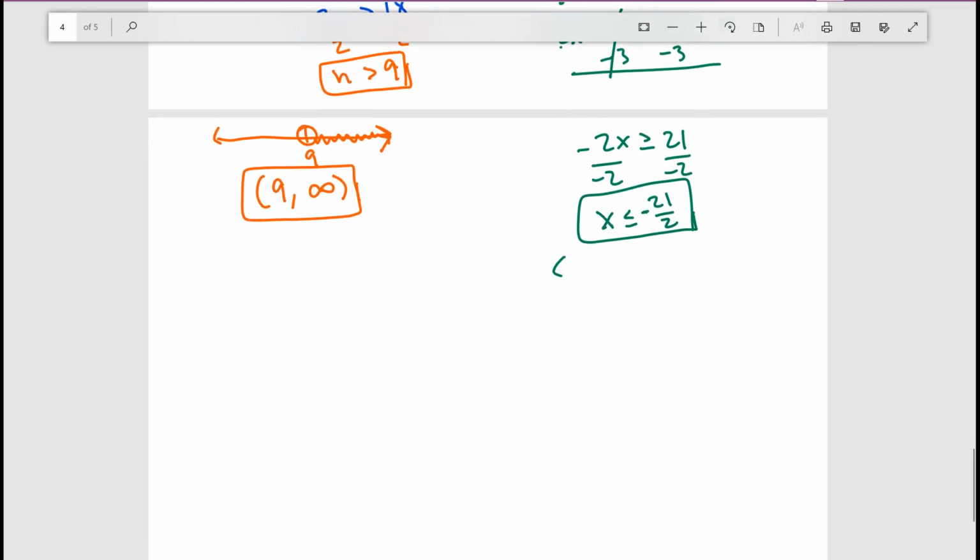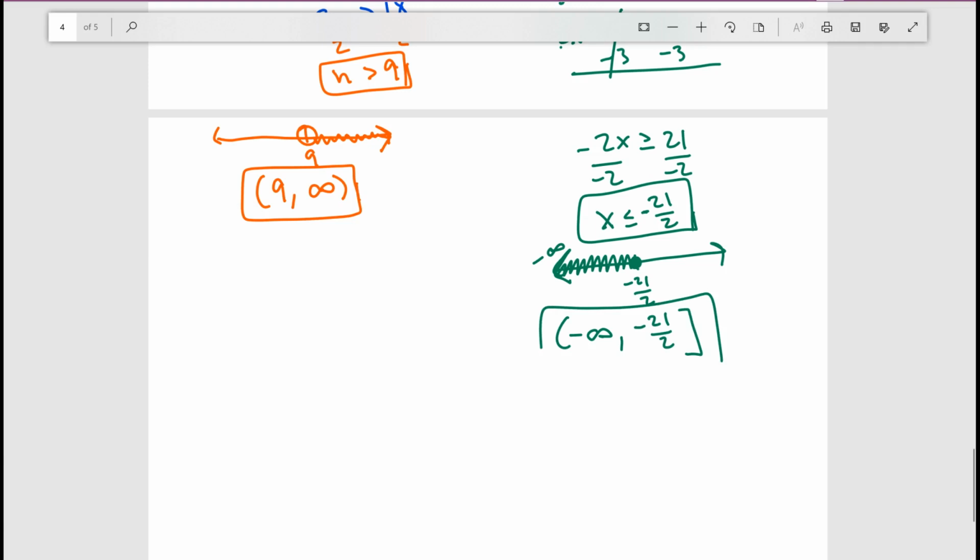Okay. So how am I going to write this in interval notation? Here is negative 21 over 2. Negative 21 over 2 is included because there's an equal sign, and it's everything that's less than that. So it's all of this stuff. Here is negative infinity. So it's going to be from negative infinity all the way to negative 21 over 2, and then bracket.